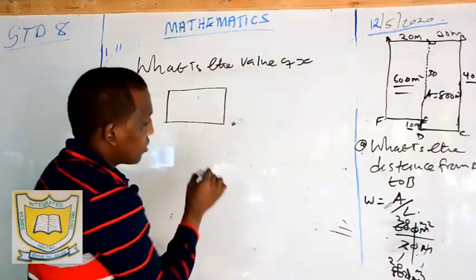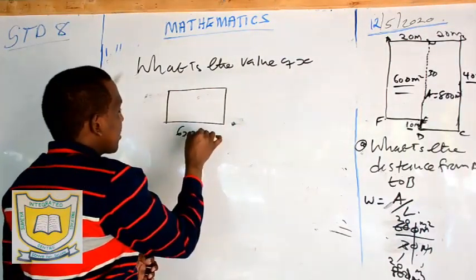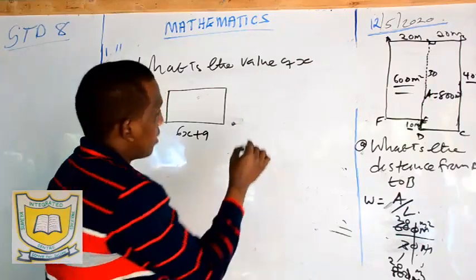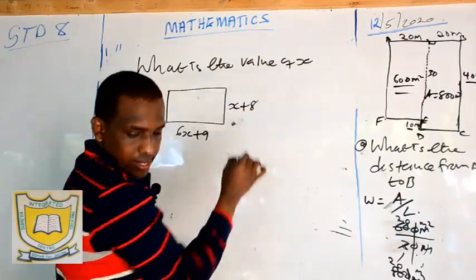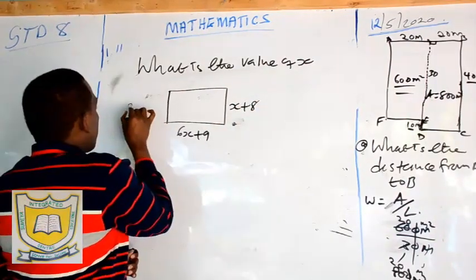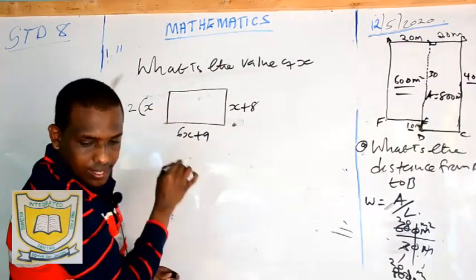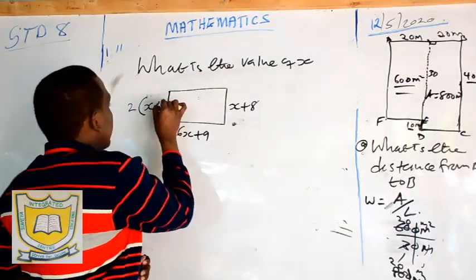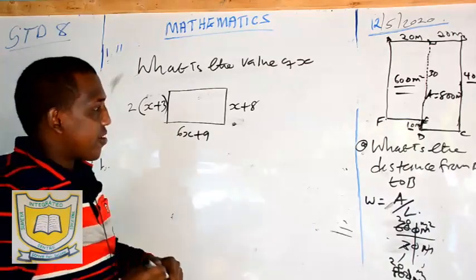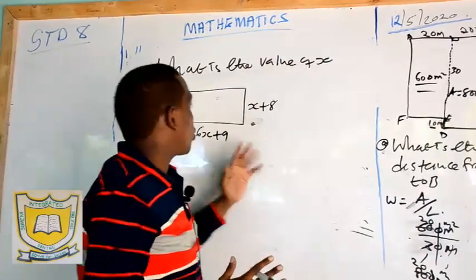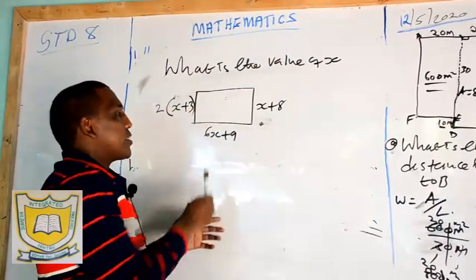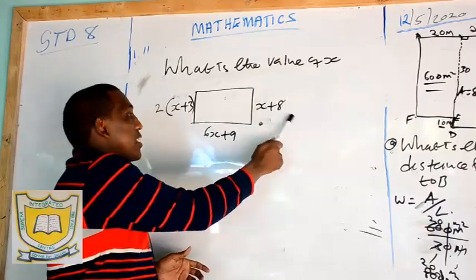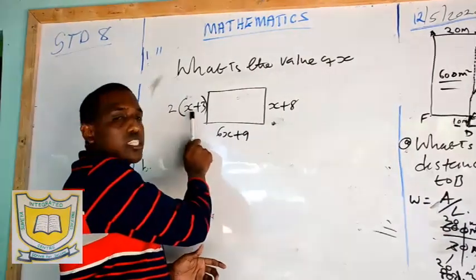This rectangle is 6x plus 9, x plus 8, 2 into bracket x plus 3. They say now find the value of x in the algebraic equation. Now here is 6x plus 9, x plus 8, 2 into bracket x plus 3.